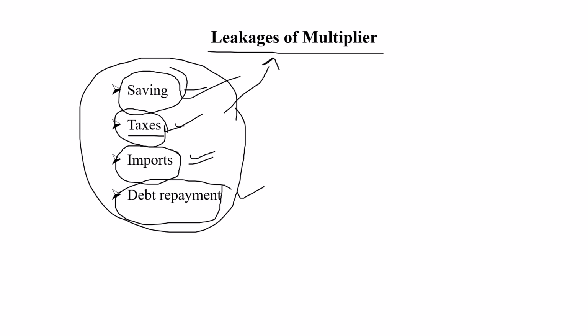I hope you understood the concept of multiplier, how the multiplier works, and what leakage of multiplier means: which factors mainly influence the leakage of multiplier or reduce the effect size of a multiplier.